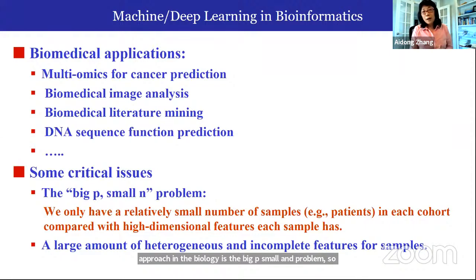As you all know, deep learning has been popularly used everywhere, including the biology domain. It has been especially popular for multi-omics data, integrating multi-omics data for different disease predictions. But we are facing a huge problem: small samples, but very large dimensions and features. And some of the features may not be complete.